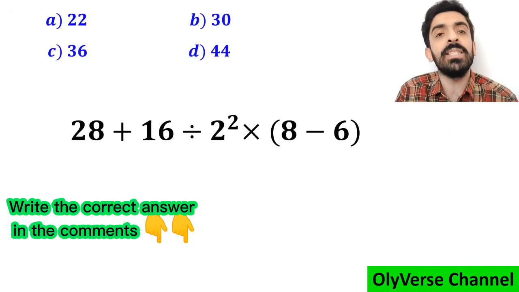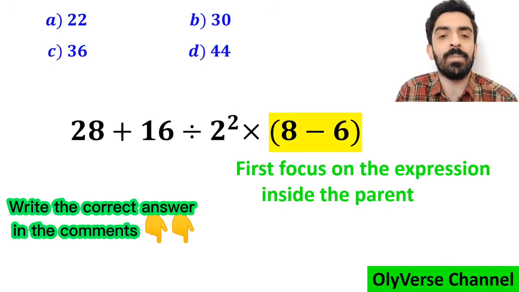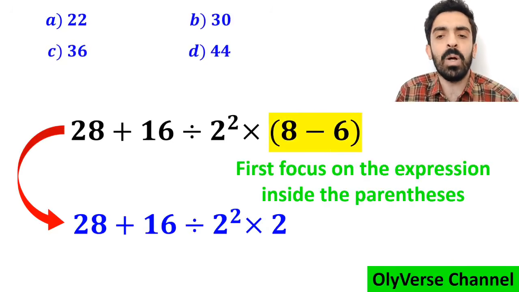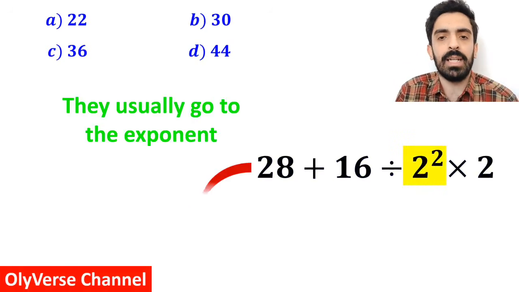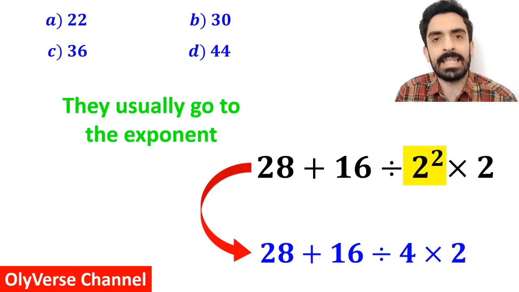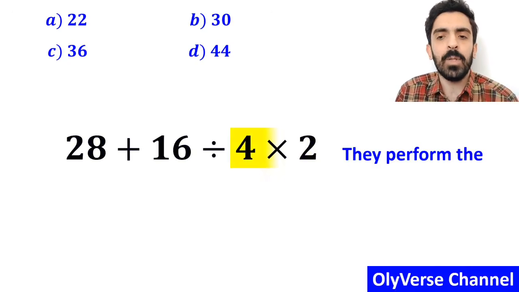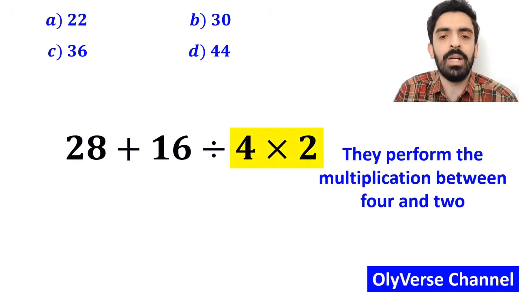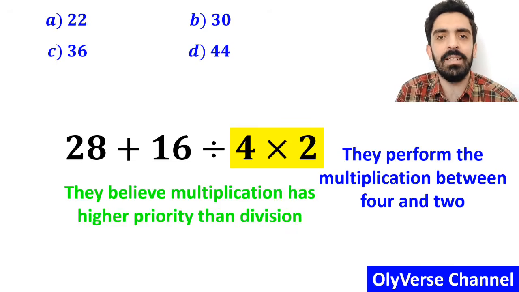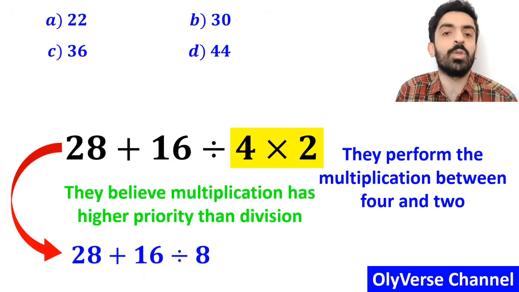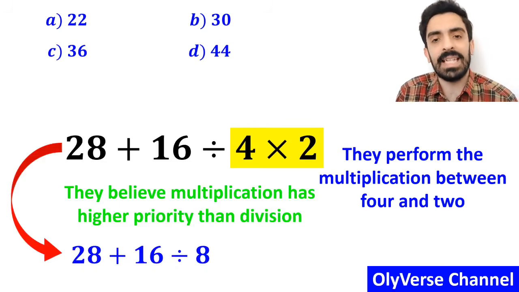Also, some other people when solving this question first focus on the expression inside the parentheses and replace the whole expression with 28 plus 16 divided by 2 to the power of 2 multiplied by 2. And the next step, they usually go to the exponent and simplify it to 28 plus 16 divided by 4 multiplied by 2. Then, they perform the multiplication between 4 and 2 because they believe multiplication has higher priority than division. So, they rewrite this expression as 28 plus 16 divided by 8.